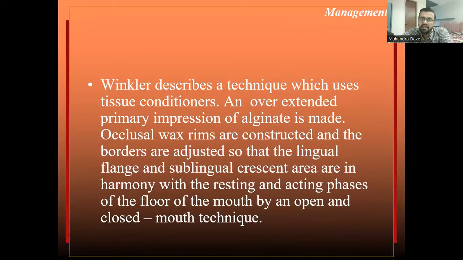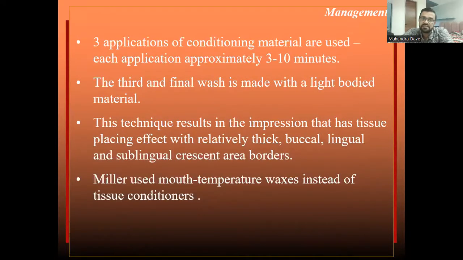Winkler described a technique which uses tissue conditioners. An overextended primary impression of alginate is made. Occlusal rims are constructed and the borders are adjusted so that the lingual flanges and the sublingual crest area are in harmony with the resting and the acting phases of the floor of the mouth by an open and closed mouth technique. Three applications of conditioning material are used, each application approximately 3 to 10 minutes. The third and final wash is made with a light body material.